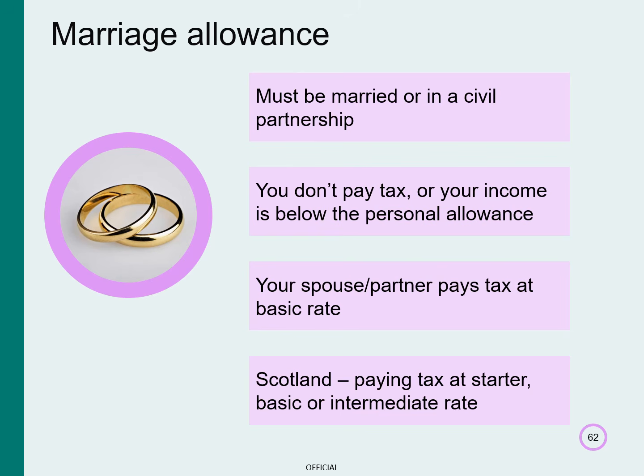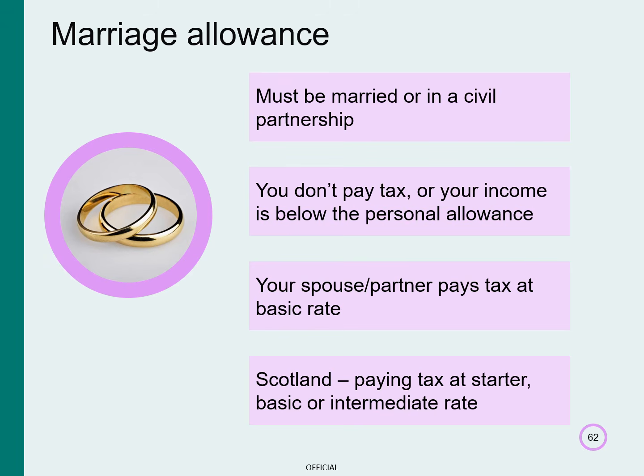To be eligible to transfer the marriage allowance to your spouse or civil partner, all the following must apply. You must be married or in a civil partnership. You, the person giving the allowance, do not pay income tax, or your income is below the personal allowance, usually £12,570, and your spouse or civil partner only pays income tax at the basic rate. If you pay tax in Scotland, they must pay tax at the starter, basic or intermediate rate.